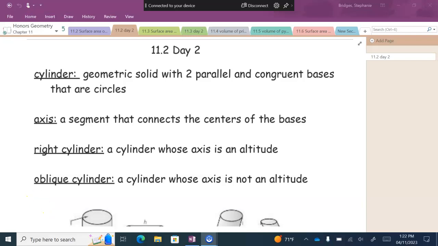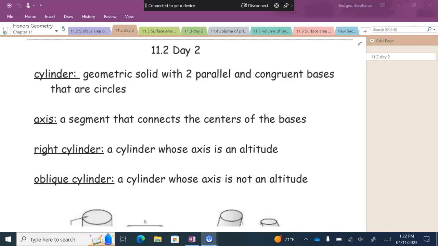A cylinder is a geometric solid with two parallel and congruent bases that are circles. They do not touch; they are congruent, and the distance between them would be the... what's the distance between your two bases called? We talked about it yesterday. The altitude, height, same difference, how far they are apart.